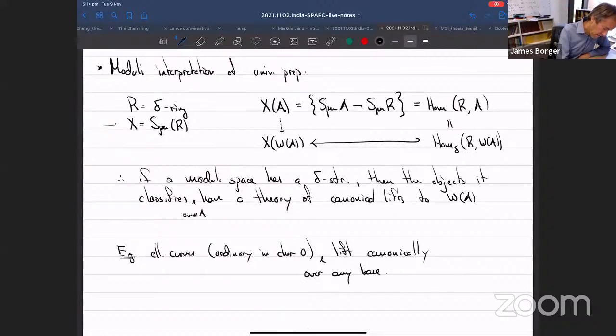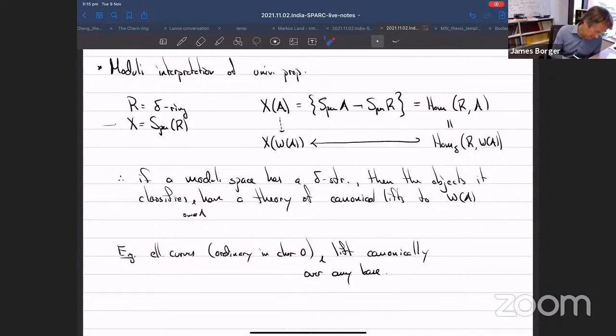In this case, the moduli space X would be the modular curve with appropriate level structure, and it does have a delta structure. Automatically, a delta structure on the moduli space gives you a machine for lifting objects that the moduli space classifies over a ring A to objects over the Witt vectors of A. In many cases of interest, A will be some algebra of characteristic p, and then W of A will be an algebra of characteristic 0. So it allows you to lift things canonically to characteristic 0.